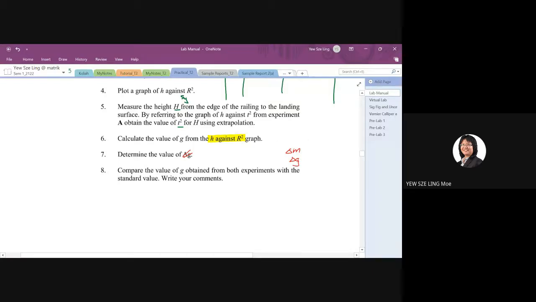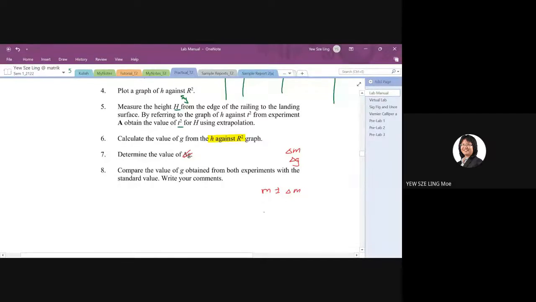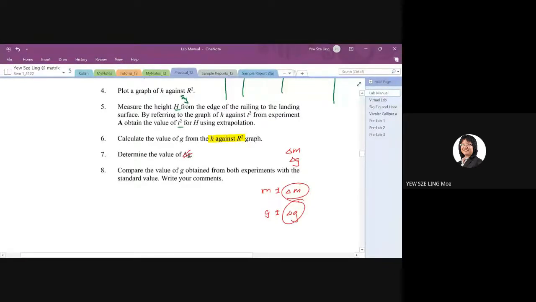It's not that it doesn't exist. It exists. It's just because of PDPR, we cannot let you calculate delta m. That's why for SEM 1, we skip delta m and delta g. But in an actual experiment, you should have m plus minus delta m, g plus minus delta g. There should be a calculation for these two variables. It's just that because of PDPR we don't do it, but it's not that it doesn't exist.